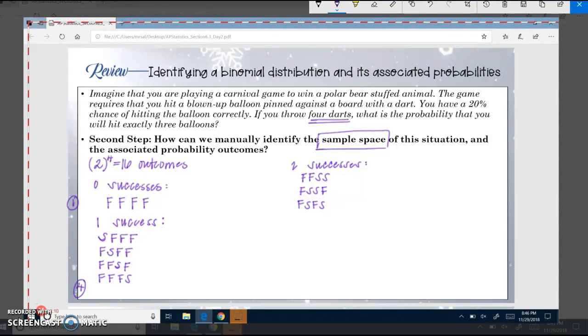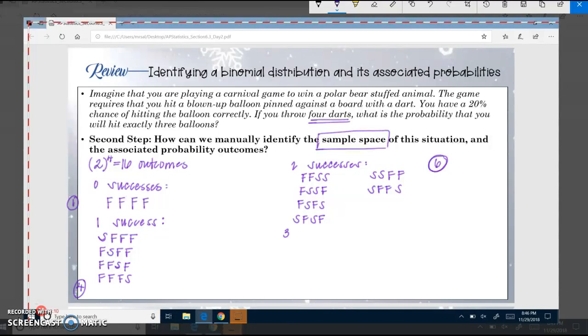We could have a failure, a success, a failure, and a success. Or we could have, let's see, what are some of our other combinations? Success, failure, success, failure. And then we can reverse some of these. So we can have a success, a failure, and a failure. Or we can have a success, a failure, and a success. So we have 6 different possible options where we could have only 2 successes.